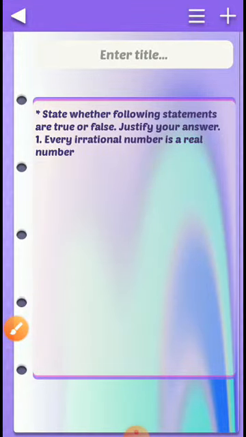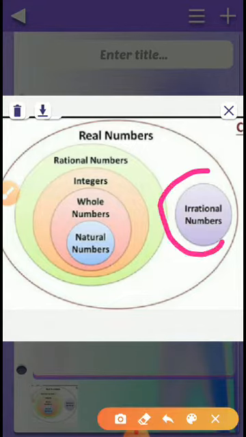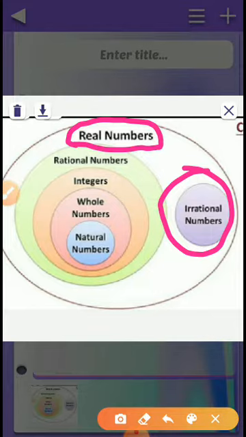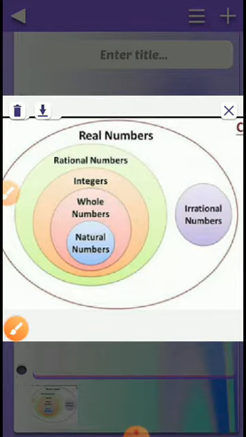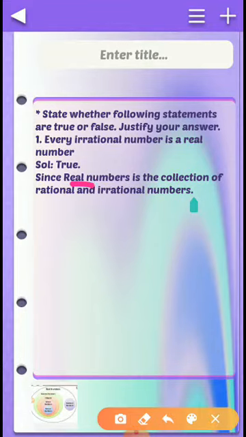Then we'll see some questions. First: every irrational number is a real number. You have to tell whether it is true or false and justify the answer. From this figure, what can you say? Is this irrational number set contained in the bigger set of real numbers? Yes. And hence it is true, since the real numbers are a collection of rationals and irrationals. Justification, is it clear?